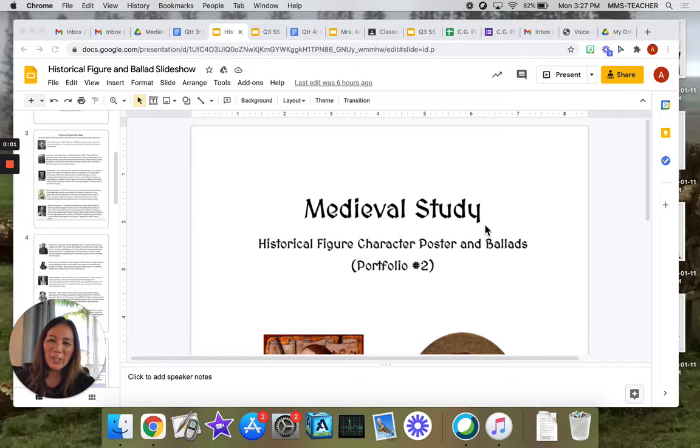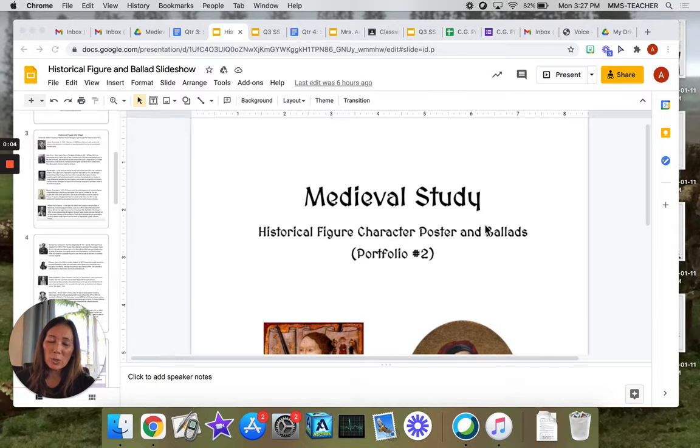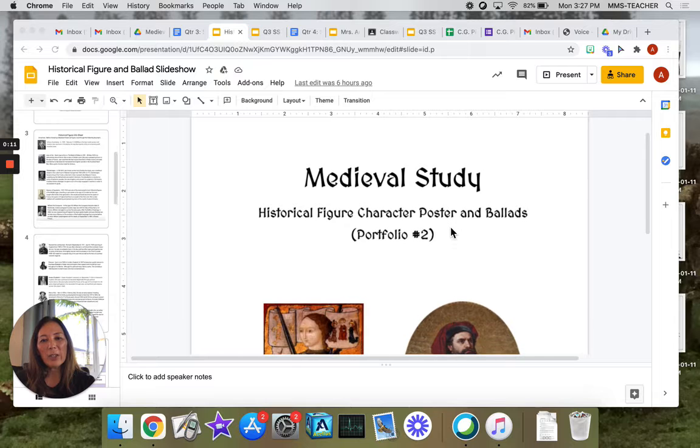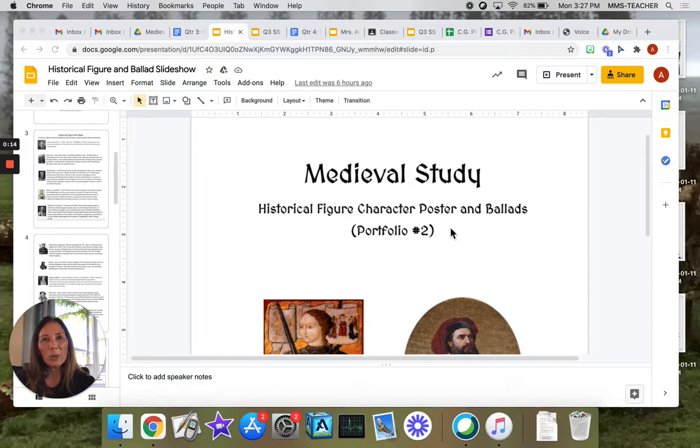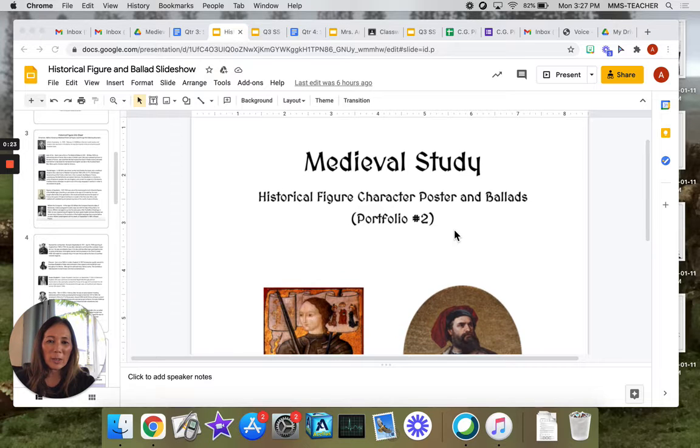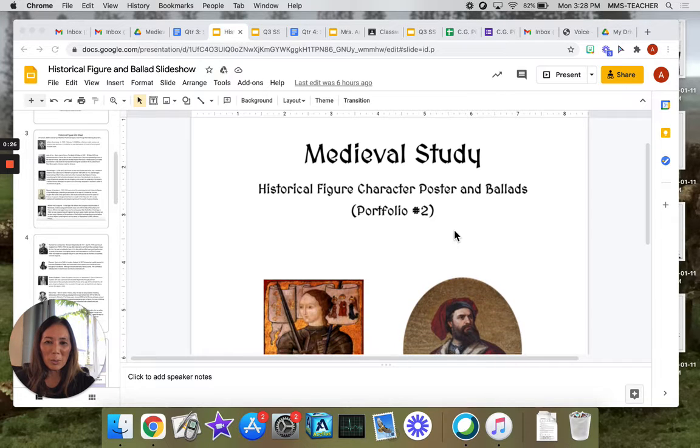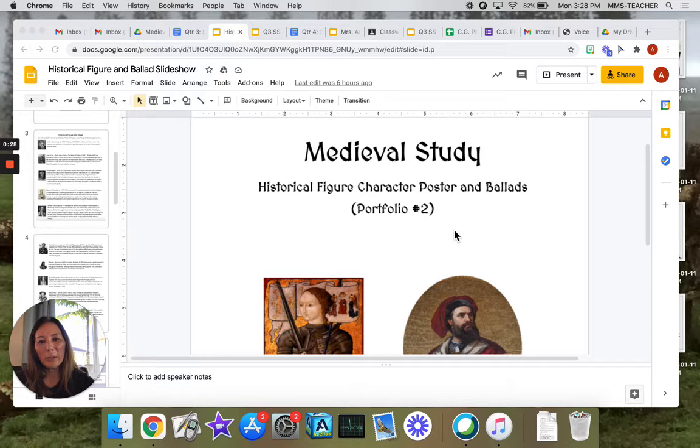Okay, students, we are moving on to social studies, our social studies portfolio 2. You have now done your feudalism pyramid and your coat of arms in portfolio 1. Portfolio 2 is another medieval study portfolio. This time it'll be on a historical figure, character, poster, and ballads. And remember from our poetry unit, ballads are songs.